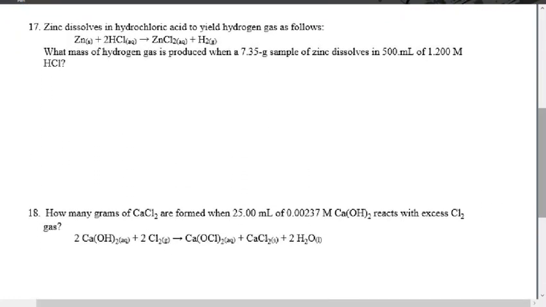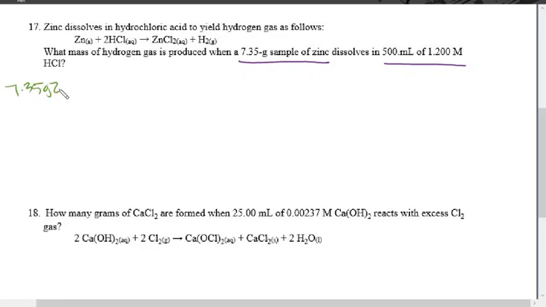So on to the next one. What mass of hydrogen gas is produced when this mass of zinc dissolves in this volume of that molarity hydrochloric acid? So you're given essentially a mass and a volume and a molarity. So you have two things to compare here. So this is actually a limiting reactant problem. So let's set it up as so.